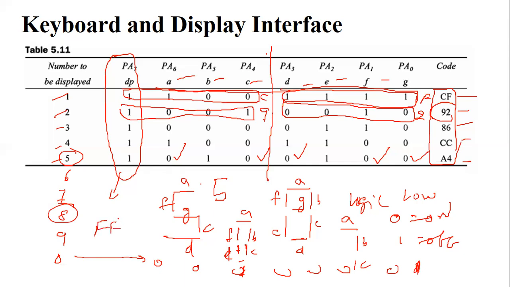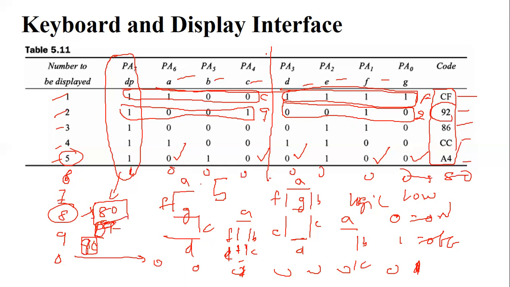The code for this one is 80. All are on, so the bits are 1 0 0 0 0 0 0 0, which is nothing but 80. 80 is the code for 8. Do you understand how to write this?